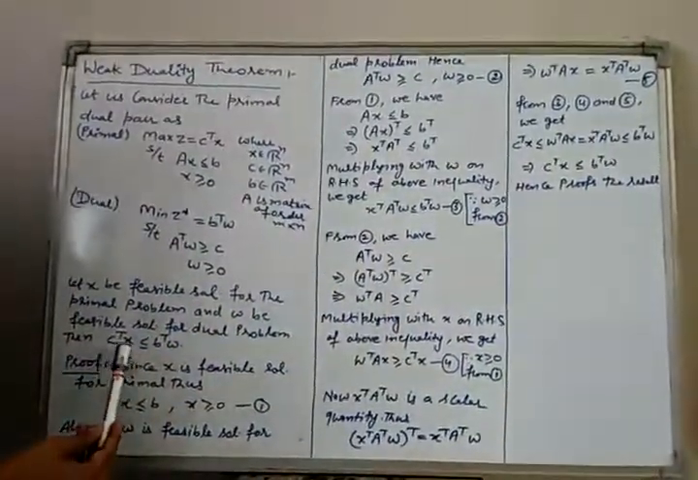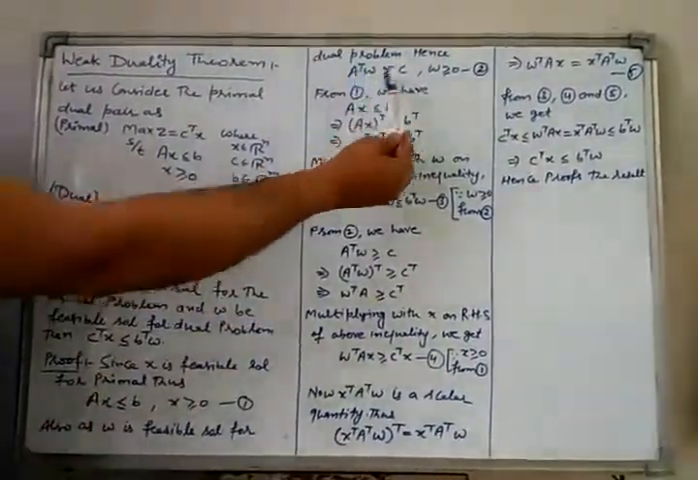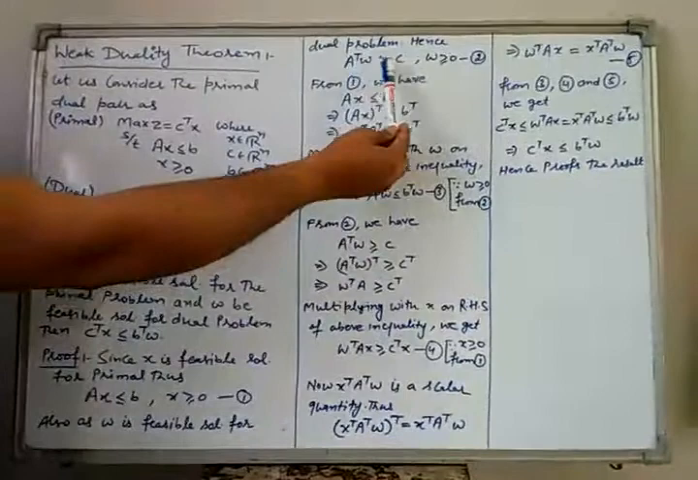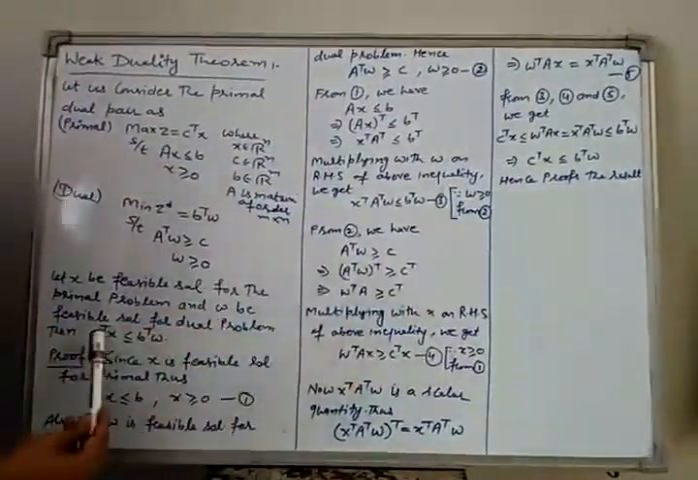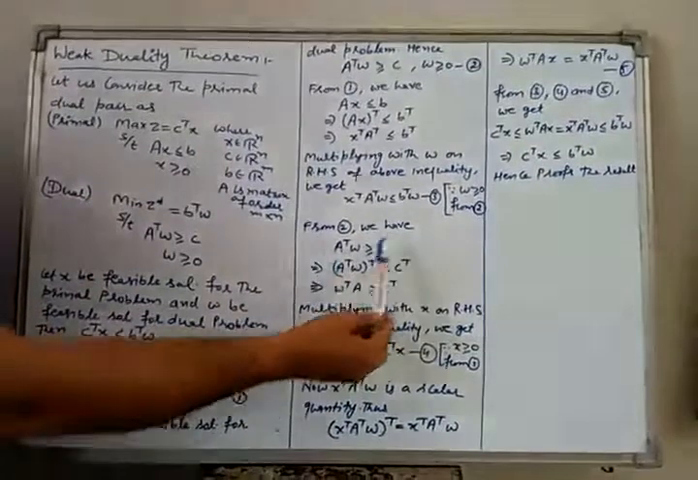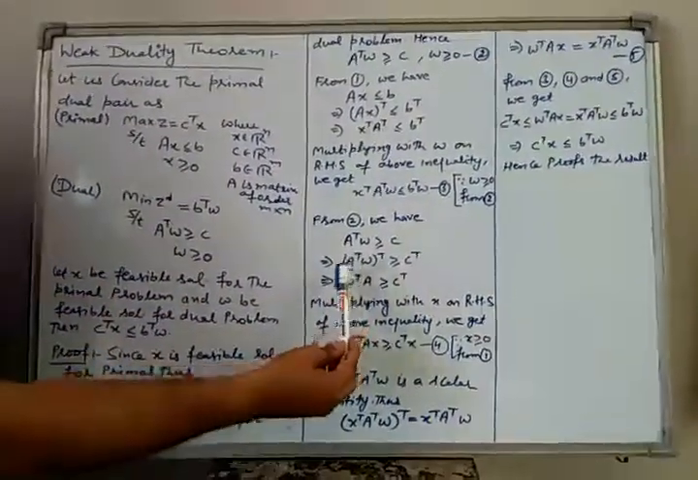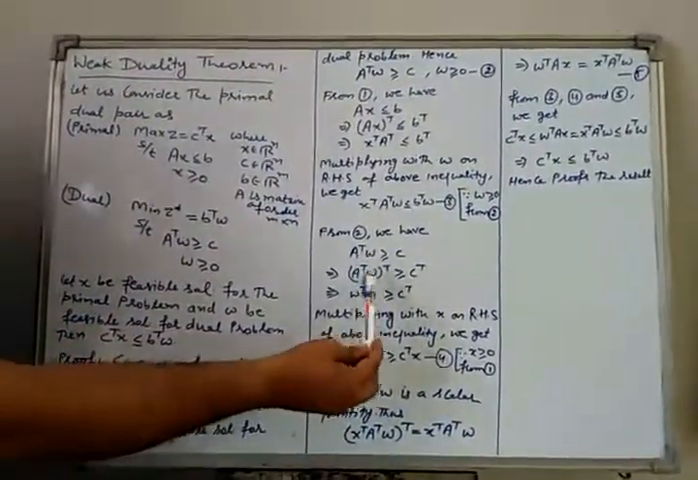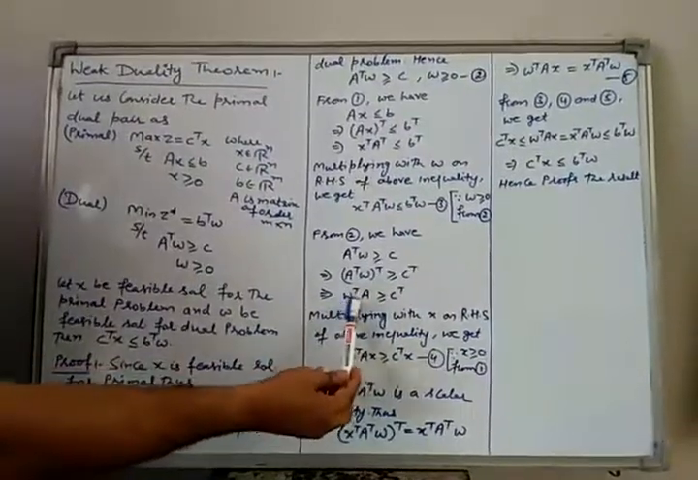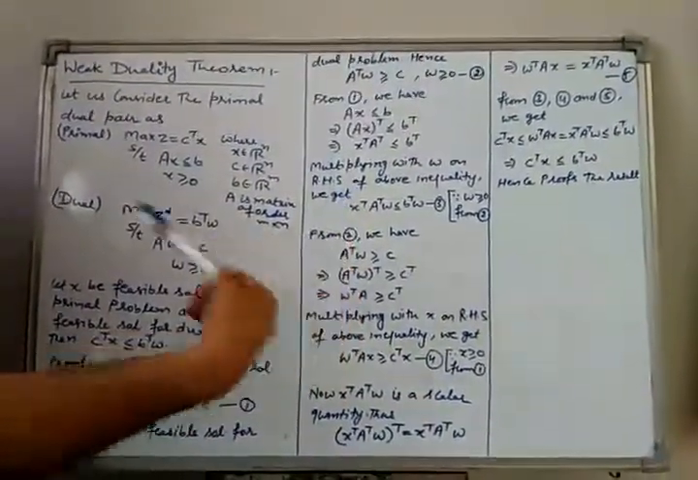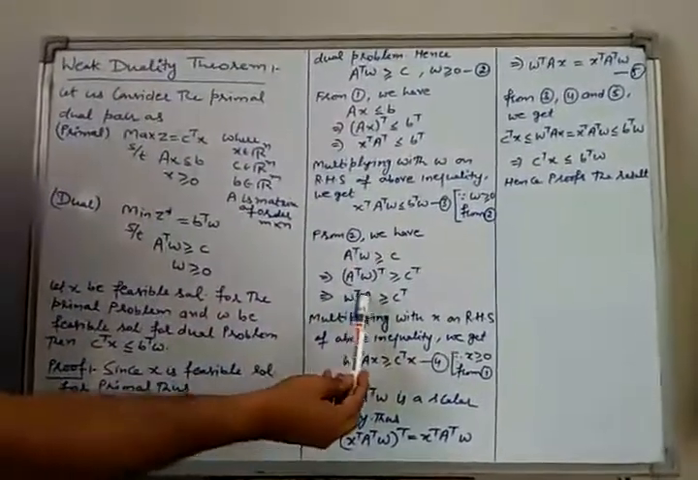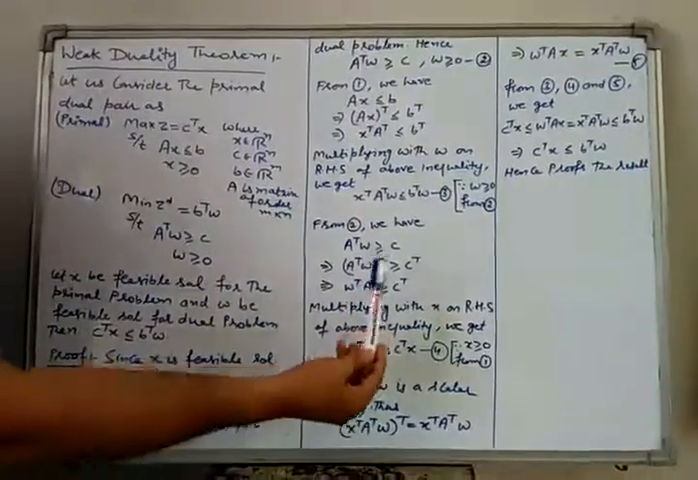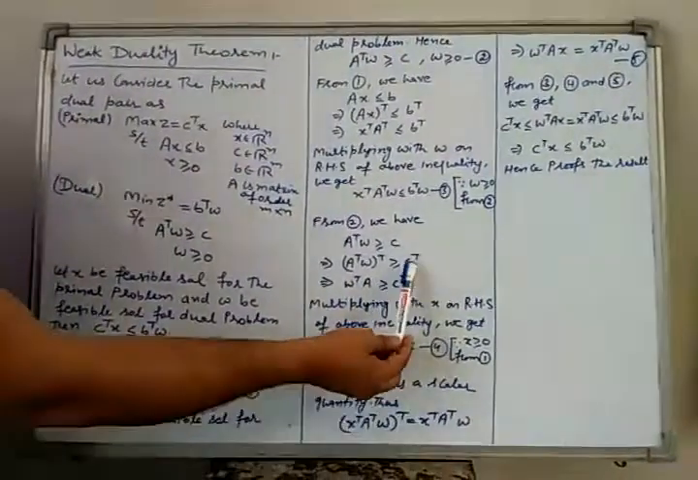Now, we want C transpose X. Where is C in our picture? C is here in equation number 2. Therefore, we use equation number 2, that A transpose W is greater than or equal to C. As we want C transpose, I apply transpose on both sides. This becomes A transpose W whole transpose greater than or equal to C transpose. Apply the reversal law of transpose. This becomes W transpose, A transpose transpose, and A transpose transpose is the quantity itself, that is capital A. So this becomes W transpose A greater than or equal to C transpose.